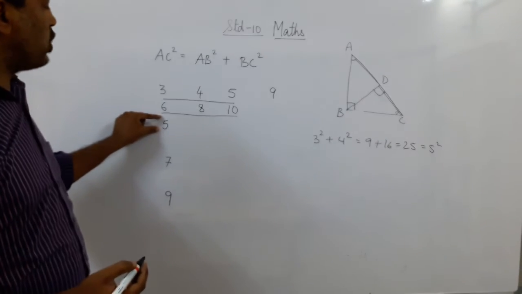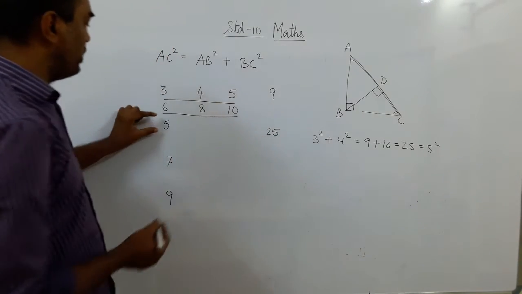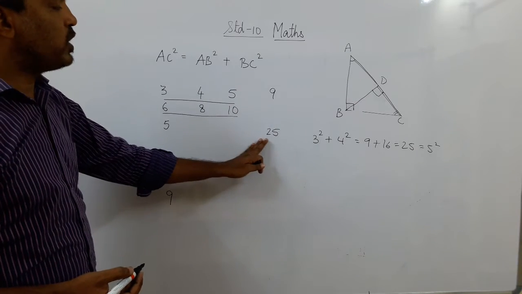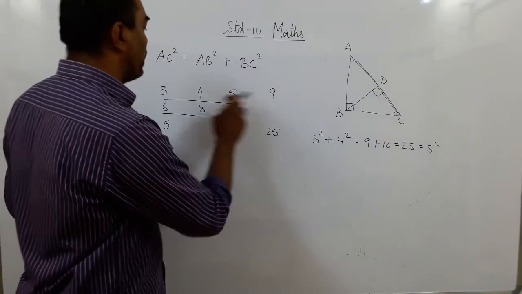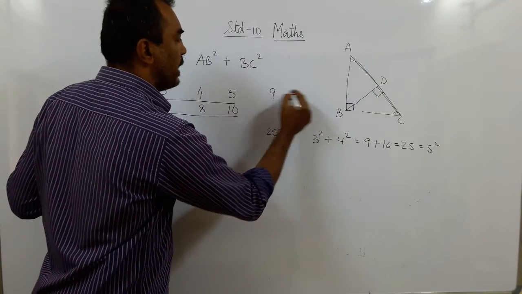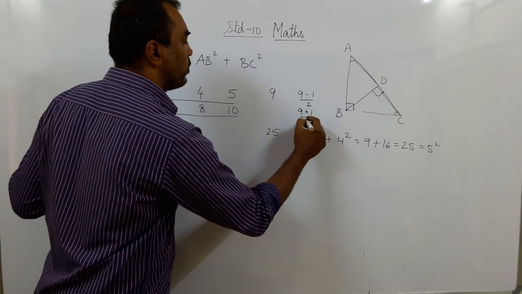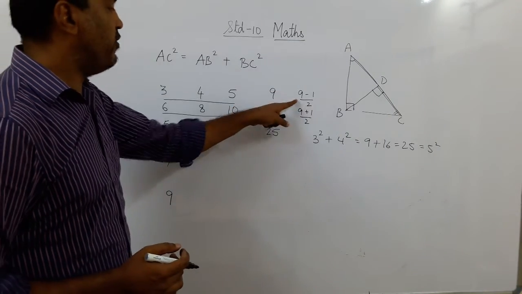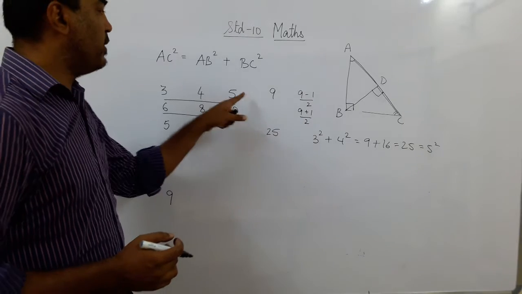Same technique. What is the square of 5? The square of 5 is 25. We don't need to take the square, I'm just showing. What are the two consecutive numbers whose sum is 25? There is one trick to find that also. How to find these two numbers? You have to do 9 minus 1 upon 2 and 9 plus 1 upon 2. What is 9 minus 1? 8. 8 divided by 2 is 4. What is 9 plus 1? 10. 10 divided by 2 is 5.